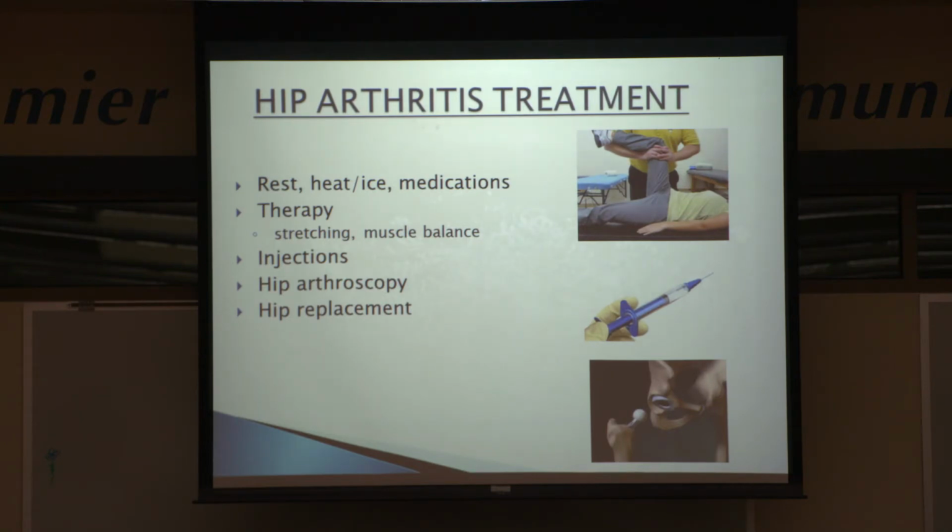Injections, there's a variety of injections. Often we start with a steroid to kind of calm down inflammation. Sometimes we use lubricant shots. There's a whole industry now of stem cell injections. Unfortunately, we don't have any real proof that it grows cartilage in a joint that's arthritic. It might make a joint feel better, but we really don't know the mechanism of that yet. Hip arthroscopy for minor arthritis changes, and then a hip replacement if it's too advanced.